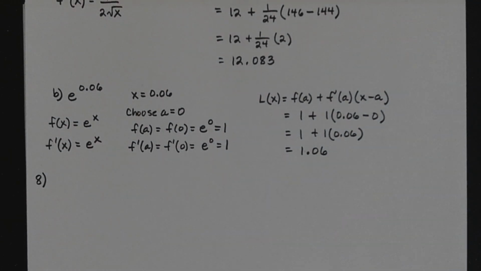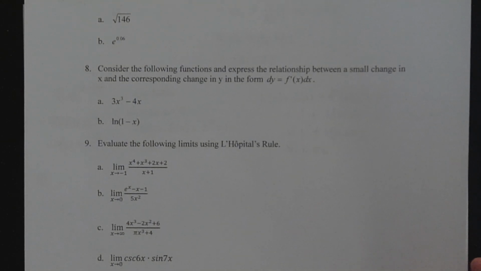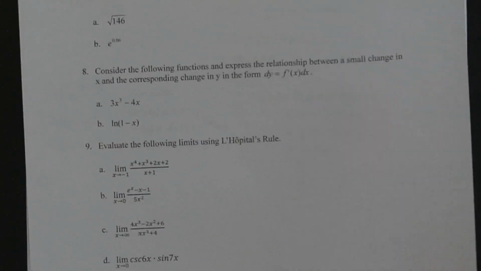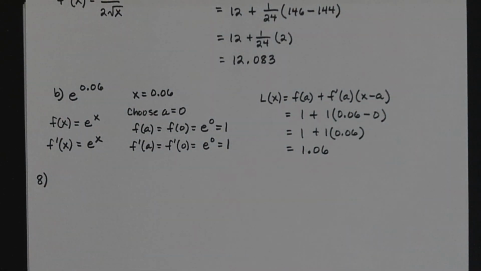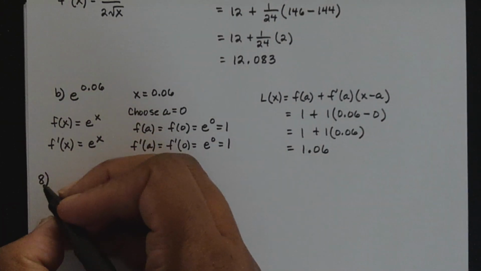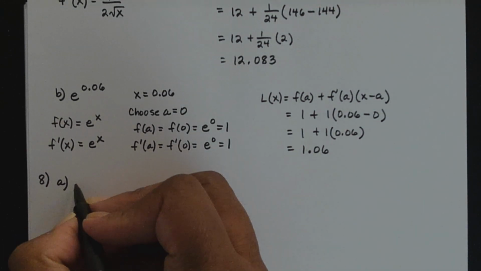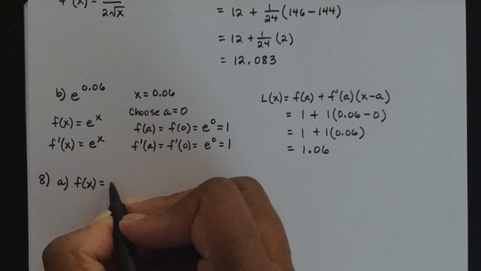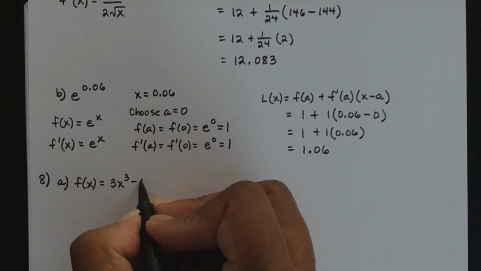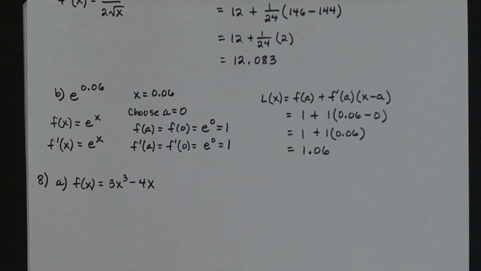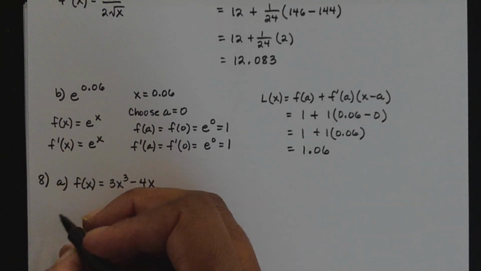Say I want to evaluate the following limits. No, take that back. These are differentials also in section 4.6. Consider the following functions and express the relationship between a small change in x and the corresponding change in y in the form dy is equal to f prime of x dx. So in part A, we got this. Why do I not have this as f of x equals 3x cubed minus 4x? Each one of them should have f of x in front of them.